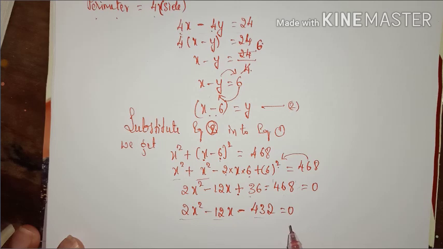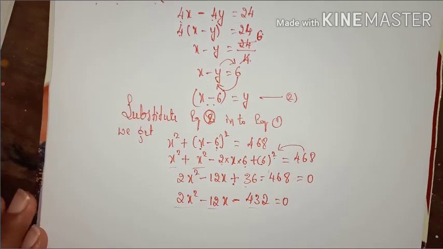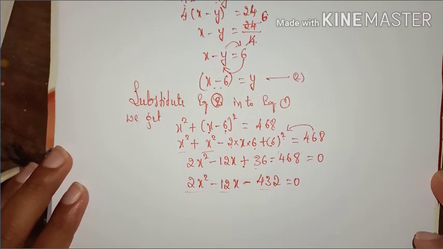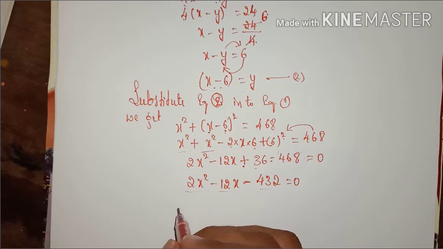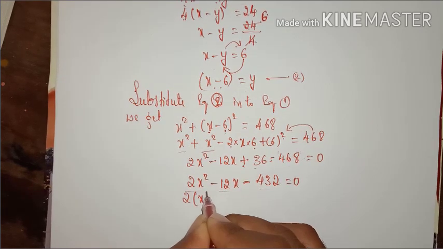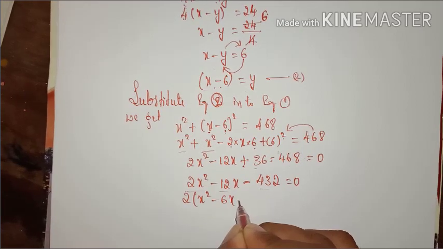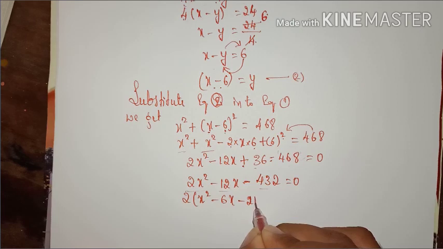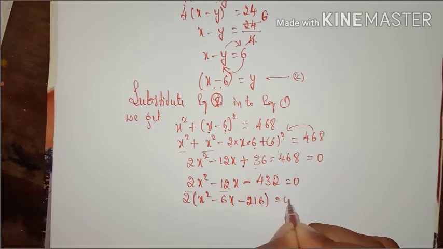Next, observe this equation before you are simplifying. Before you go with any method, observe the equation whether we can simplify more. Yes, of course I can take 2 common here, so x² minus 6x minus 216 equals 0, since 2 ones are 2, 2 twos are 4, and 2 sixes are 12.